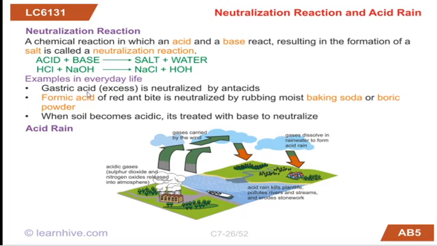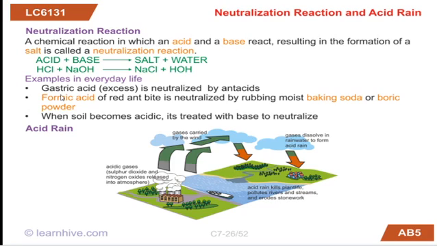The excess of gastric acid formed is neutralized by antacids. Formic acid of a red ant bite is neutralized by rubbing moist baking soda or boric powder. Then, when soil becomes acidic, it is treated with a base to neutralize it.